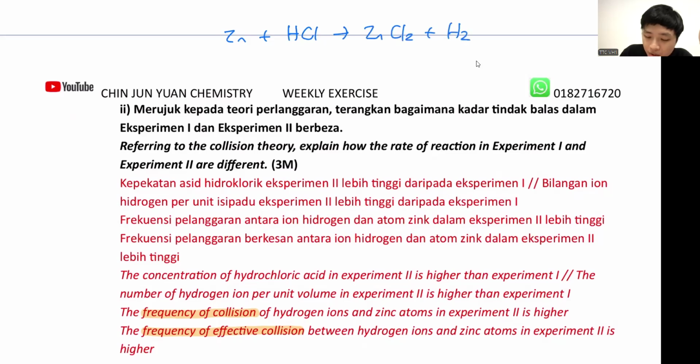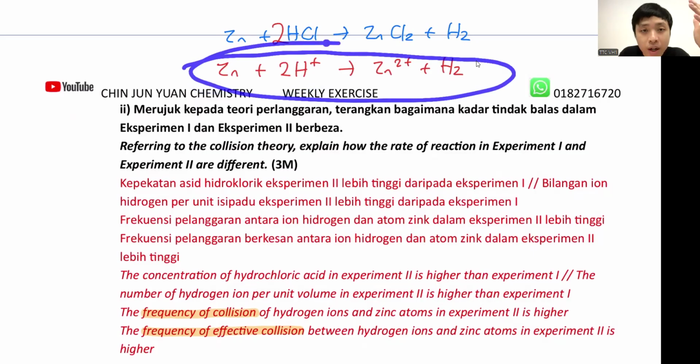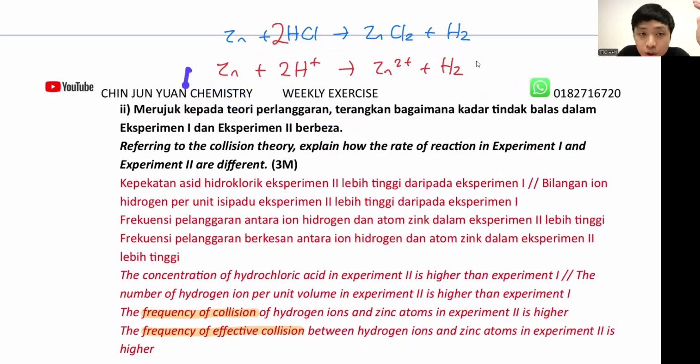But the real colliding particles is not the HCl. It's between zinc atom and hydrogen ion. Then it becomes Zn2+ and H2. This is the real colliding particles. If they ask you to write ionic equation, this is how you write. This is the ionic equation. This is the chemical equation.